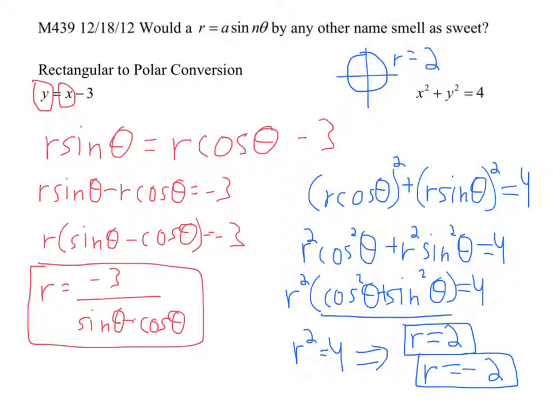Since theta is not here, this means we can pick any theta and the graph would have a radius of 2, which is just like a circle.